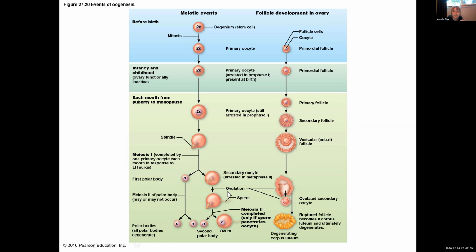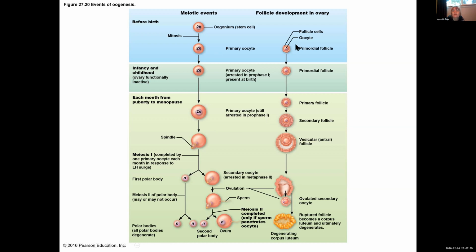And it only finishes this meiosis 2 if it is fertilized by sperm. So after fertilization, it finishes meiosis 2 and forms the ovum and second polar body, right? At the same time, this is what is happening with a cell, with stem cells that became primary oocyte and secondary oocyte and finally ovum.